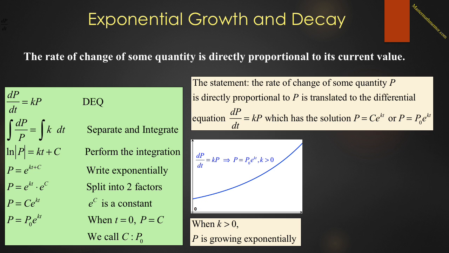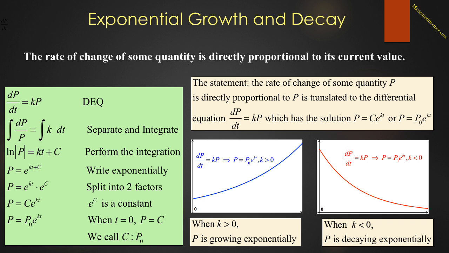So when k is greater than 0, that means that P is growing exponentially, and we can see the exponential growth curve emanating from dP/dt equals kP, which translates to P equals P0 e to the kt, k greater than 0. And when k is less than 0, P is decaying exponentially, as shown by the red curve. It is based upon the differential equation dP/dt equals kP, which again is P equals P0 e to the kt, but now k is less than 0.